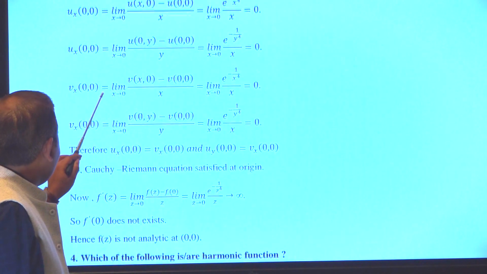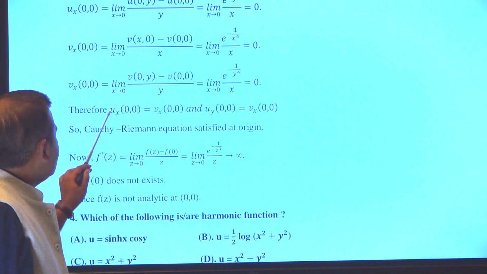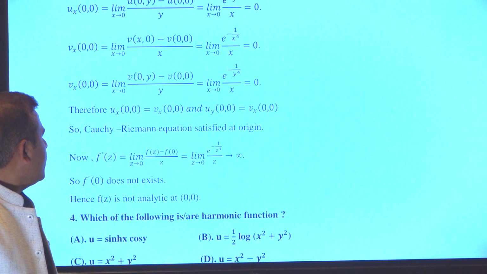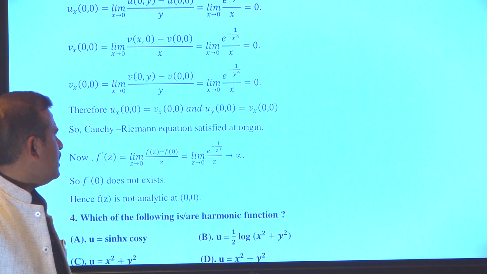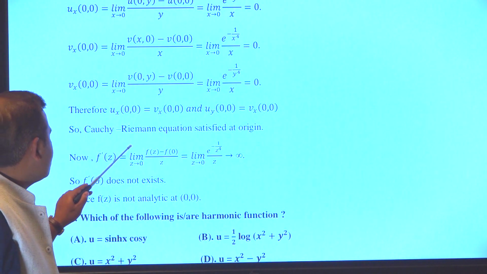Similarly, v of x and v of y we will define, and we conclude here that u of x, v of x, u of y, v of x is equal to 0. That means the CR equation should be satisfied.